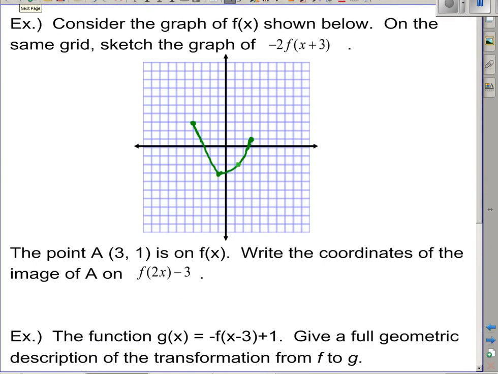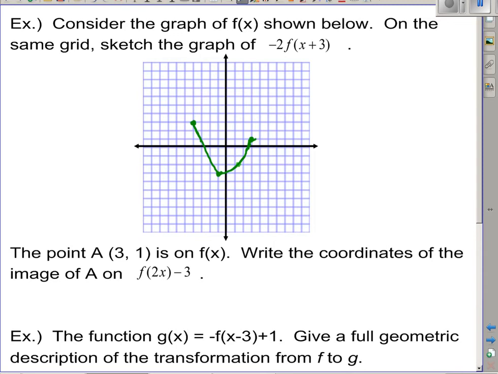Alright, so let's put these transformations to use. Consider the graph of f at x shown below. On the same grid, sketch the graph of -2 f at x plus 3. There's not supposed to be any change in the color between those points. So the ones that we know well are this one, and this one.